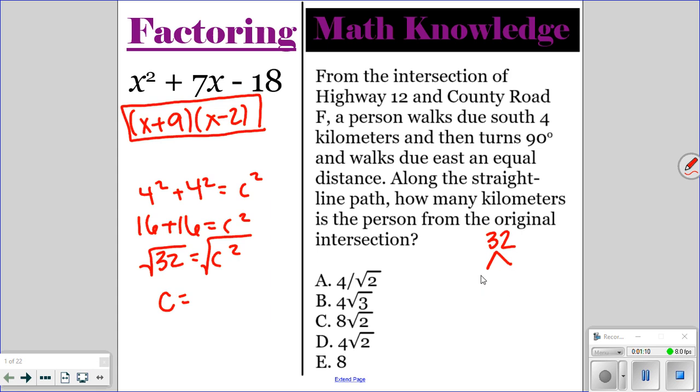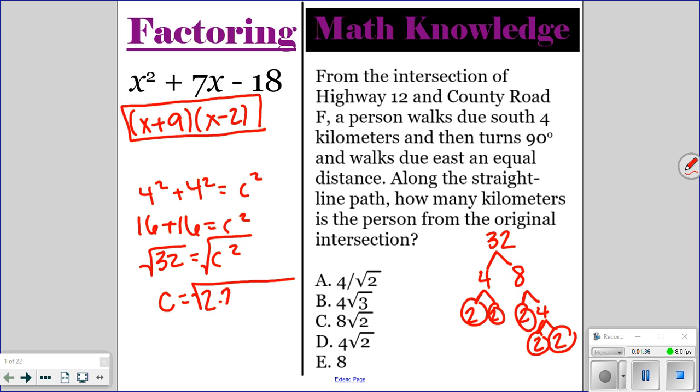I factor it, make a factor tree. So 32 I know is 4 times 8. You can factor it however you want. 4 is 2 times 2. 8 is 2 times 4. And then 4 is again 2 times 2. So 32 is 5 2's. So we have 2 times 2 times 2 times 2 times 2.